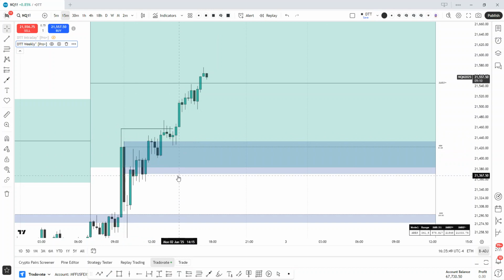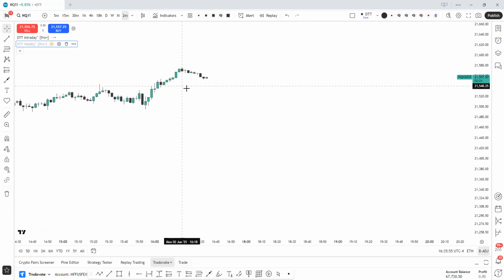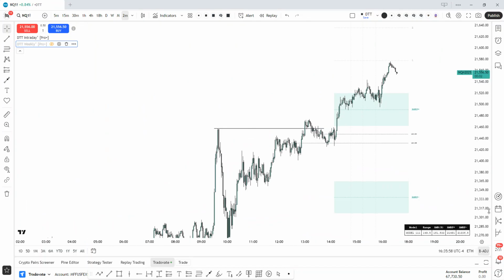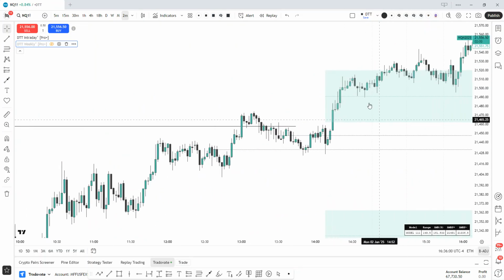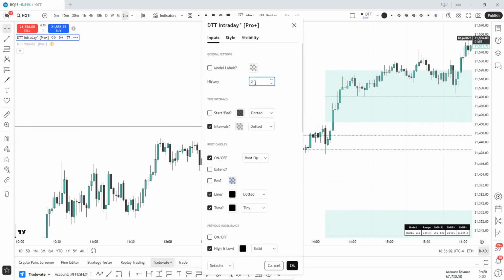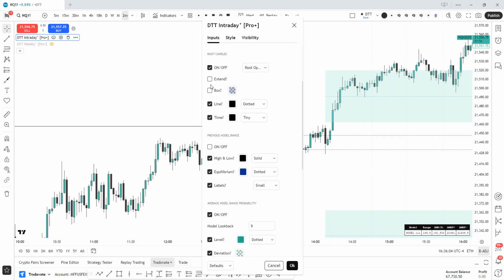So my next mission is to make this trade a bit more precise. And that's where the lower time frame comes into play here. If we backtrack into the previous models here, we will begin to see a couple of things.